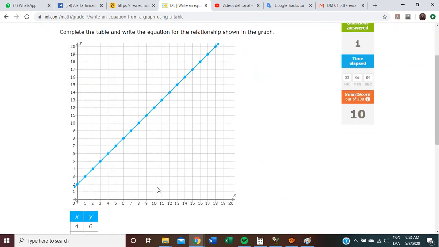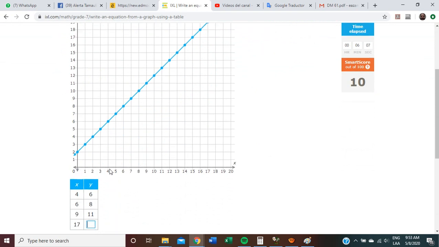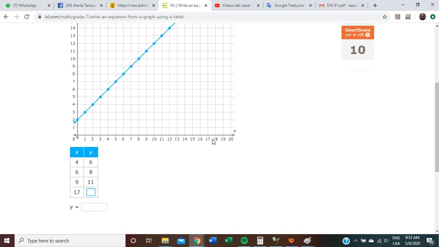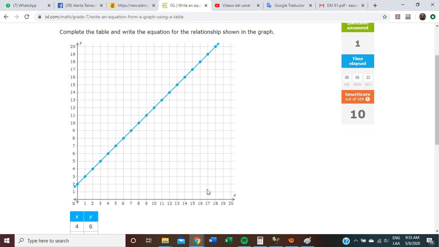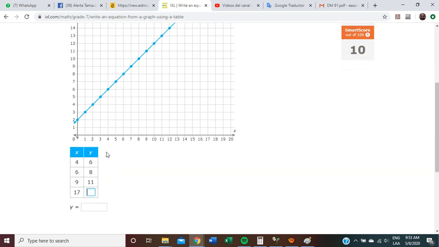Okay, now when x equals 4, y equals 6. When x equals 6, y equals 8. All right, so let's skip this one. So when x equals 17, we go up 17, y equals 19. Have you seen the difference? So yeah, the difference in this case is 2. All right, so y equals x plus 2.